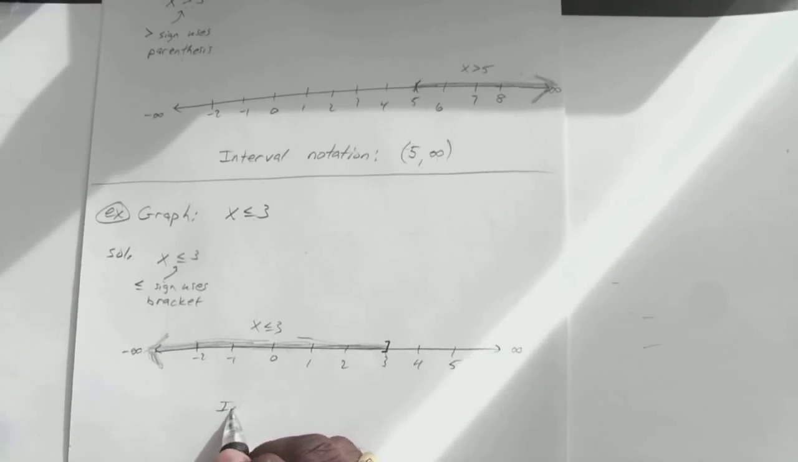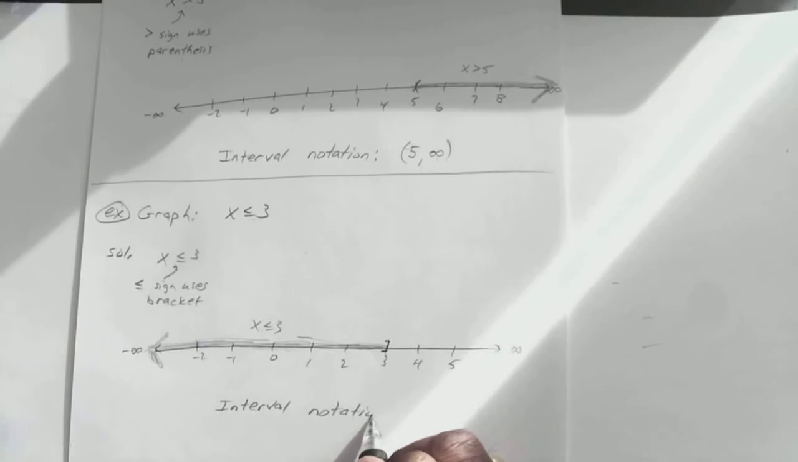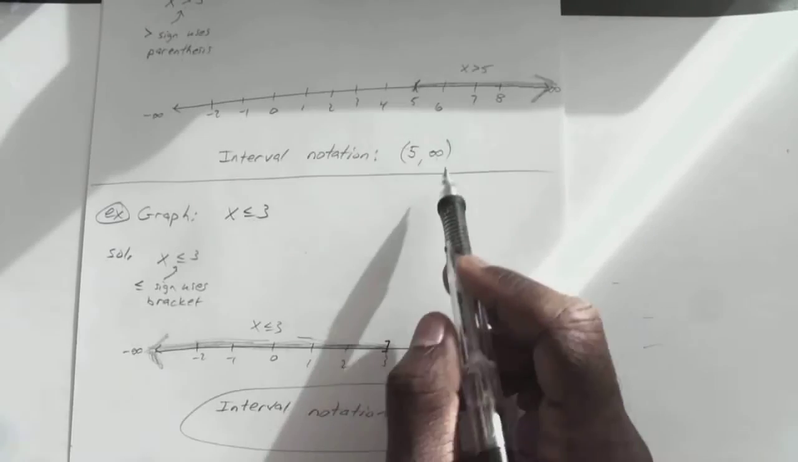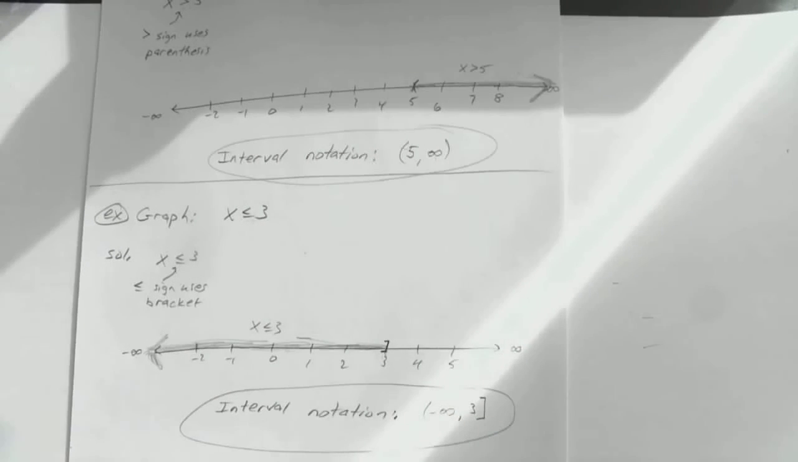So that means our interval notation, remember, you're going from left to right, so you're going from negative infinity, and you're stopping at 3. Okay, remember, negative infinity will always have a parentheses. But for your 3, you're going to have a bracket. Okay, so that's your interval notation. Most of them may ask for your interval notation. Some questions just have you graph it.